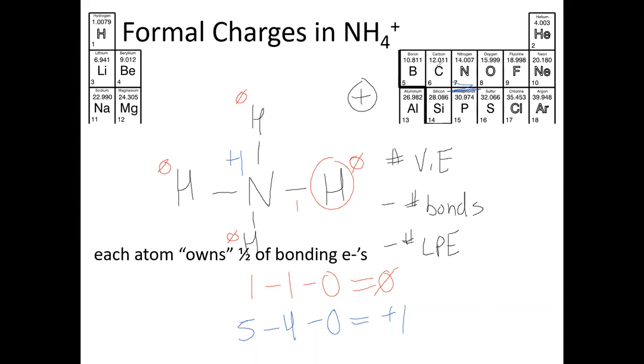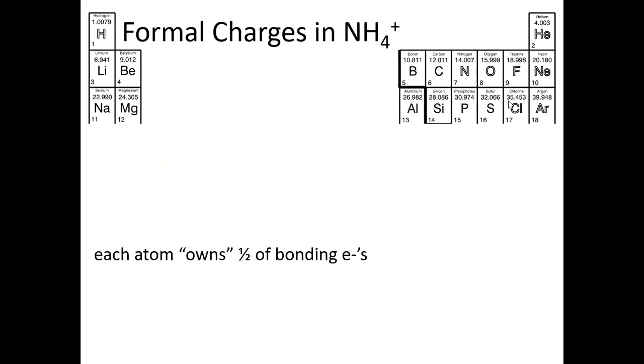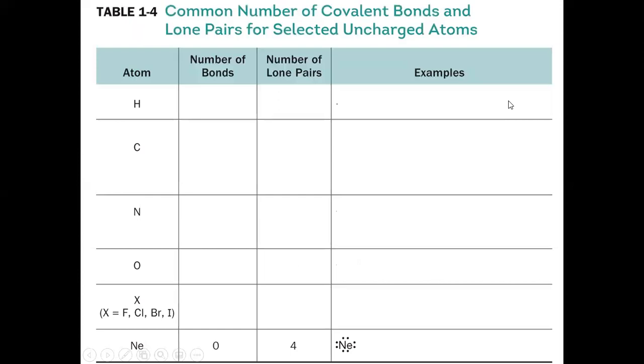I'll write this down. And so now going on to this table, this is a very handy table, and I really do appreciate this. The way that this table is structured, it says common number of covalent bonds and lone pairs for selected uncharged atoms. So meaning if the atom has no formal charge, what is its preferred number of bonds and lone pairs? Hydrogen prefers to have 1 bond and 0 lone pairs.